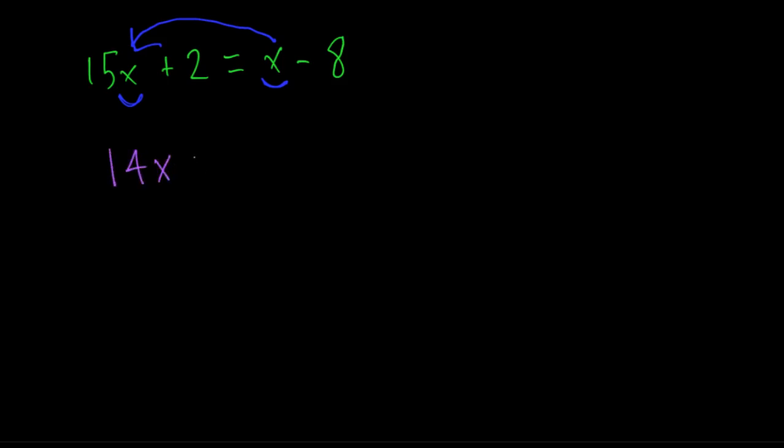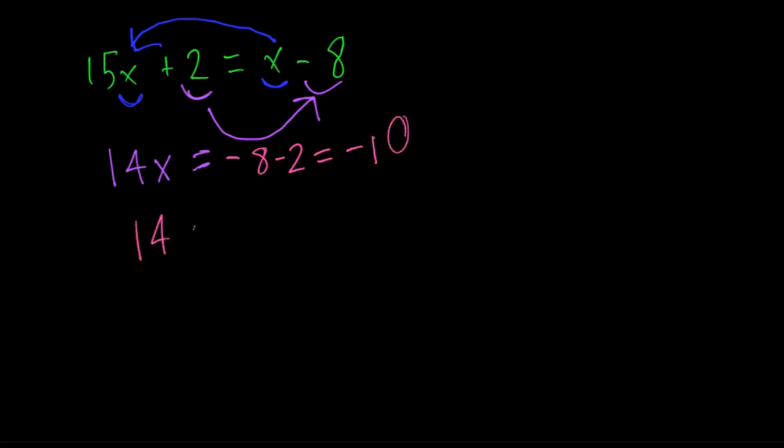And then for the other side, since we have 2 here and minus 8 here, we want to bring the 2 to this side. And since it's a plus, we need to subtract it away. So that's why we'll get minus 8 minus 2, which is equal to minus 10, right? So 14x is equal to minus 10.